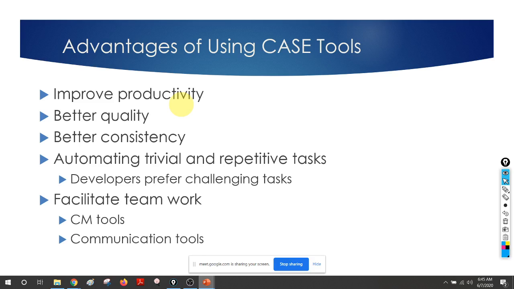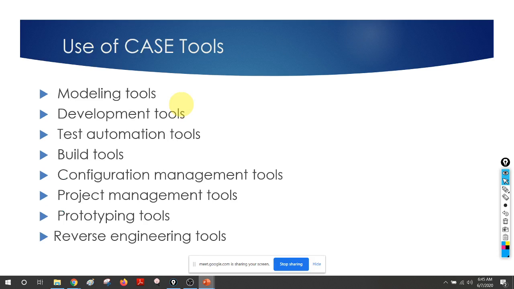So likewise, there are so many places we can use tools, right? Let's see for what kind of tasks we can use them. Of course, one of the very famous ones is modeling tools. If you want to draw a class diagram, use case diagram, or ER diagram, rather than using pen and paper, we can go for modeling tools. It doesn't mean that every time you have to go for modeling tools, but if it is really big software, sometimes we want to use a tool, because there are a lot of advantages.